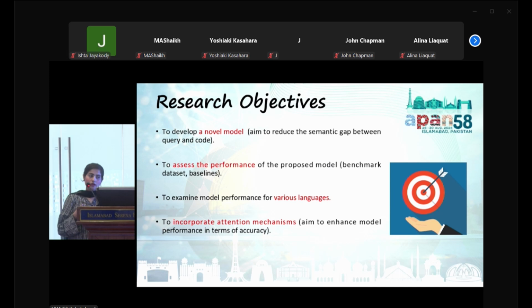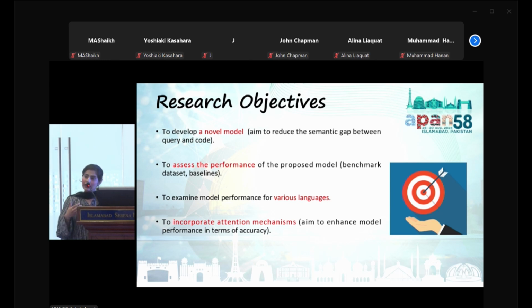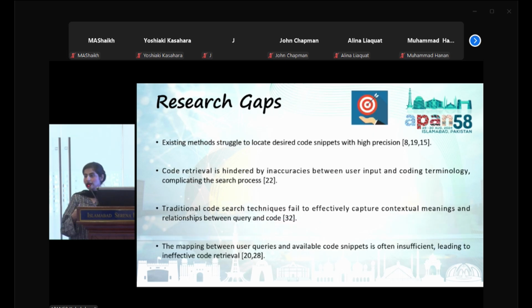These are the objectives. The first objective is to develop a model with the aim to reduce the semantic gap between the query and the code. The second objective is to assess the performance of the proposed model on a benchmark dataset available specifically for this purpose, and to compare the results of the proposed model with the existing and established baseline models. The last objective is to incorporate the attention mechanism within the model with the aim to enhance the accuracy of the proposed model.